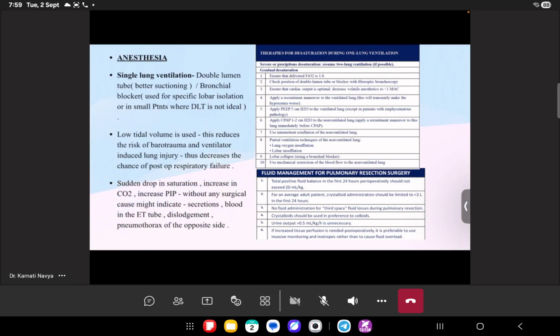Low tidal volume is used in these patients. This reduces the risk of barotrauma and ventilator-induced lung injury, thus decreasing the chance of post-op respiratory failure.